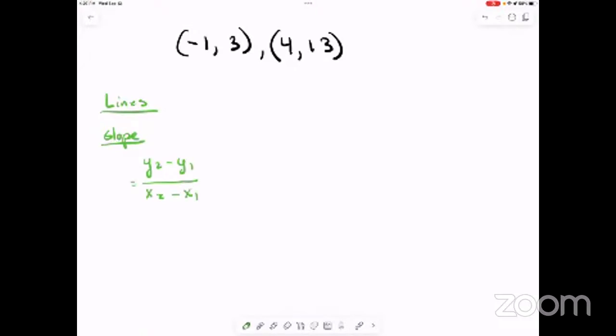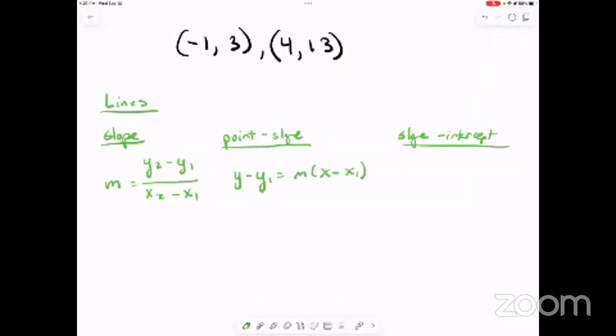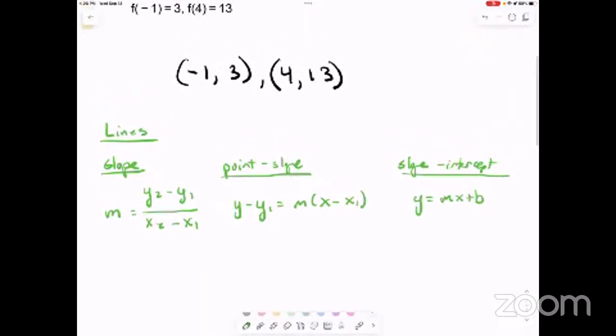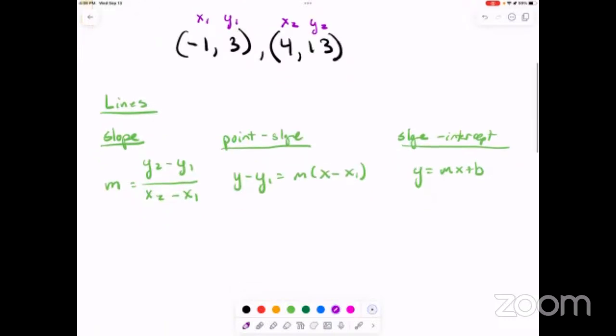That's going to be y minus y1 equals m times x minus x1, okay? And then we have the slope intercept, that's the classic y equals mx plus b. Also, I'm a fan of whenever we get ordered pairs like this to go ahead and label them x1, y1, x2, y2. So with this, it's a good idea to go ahead and find the slope, okay?